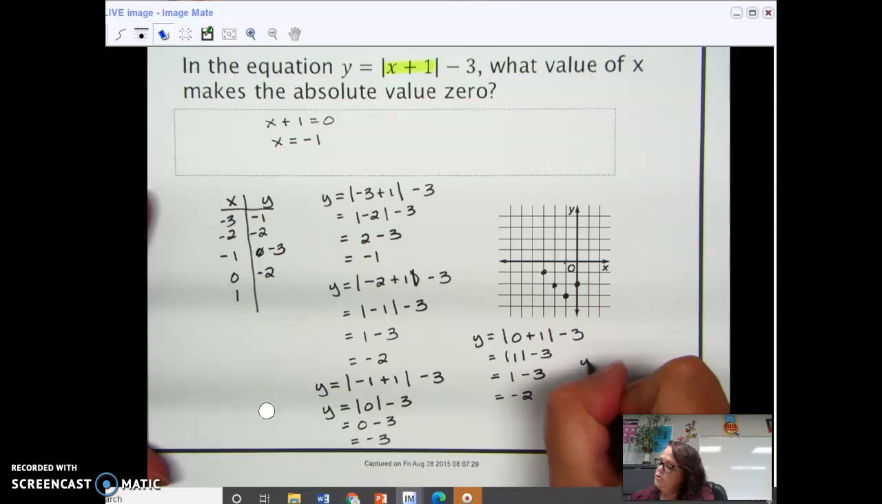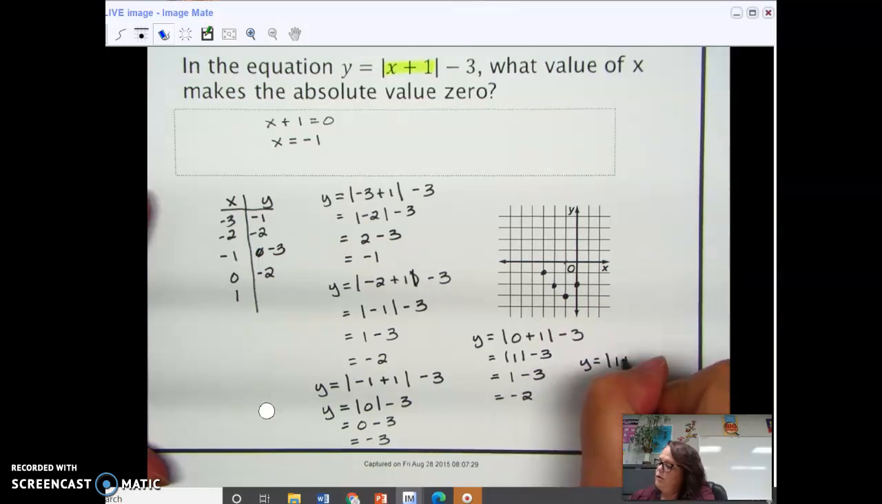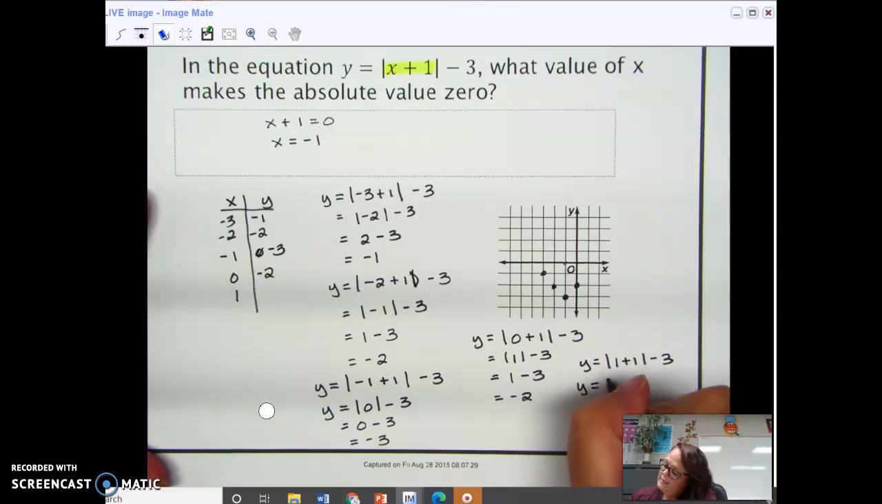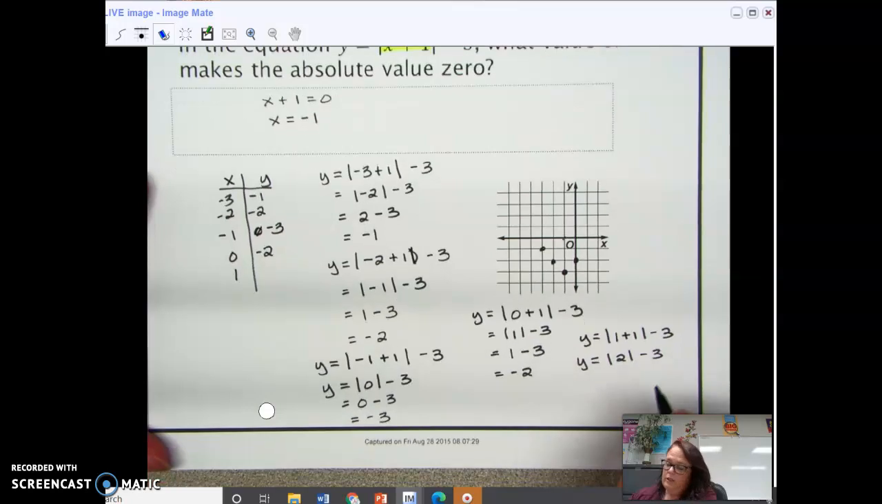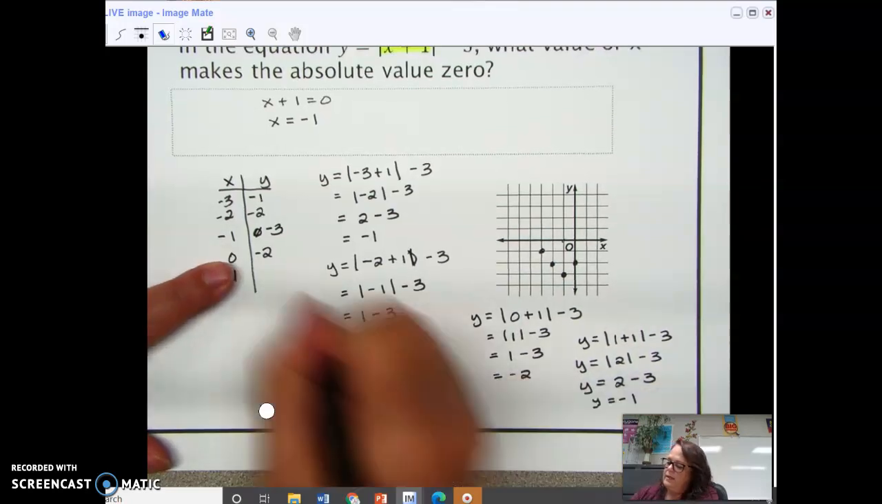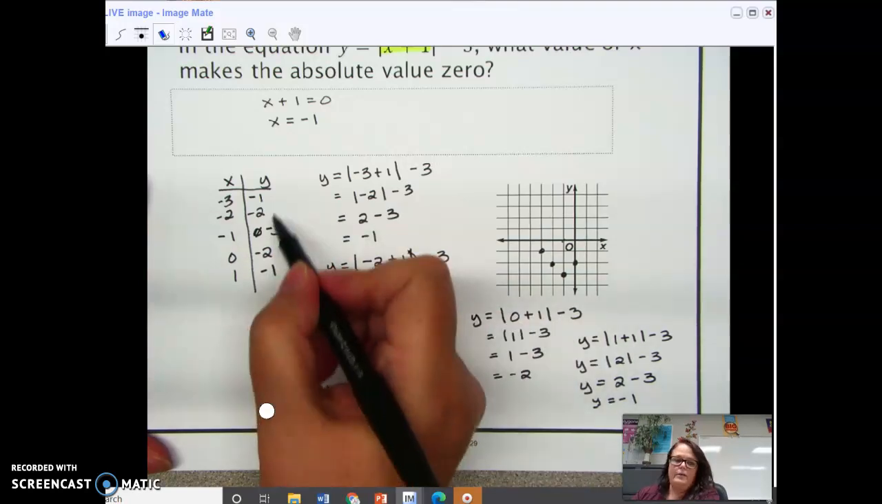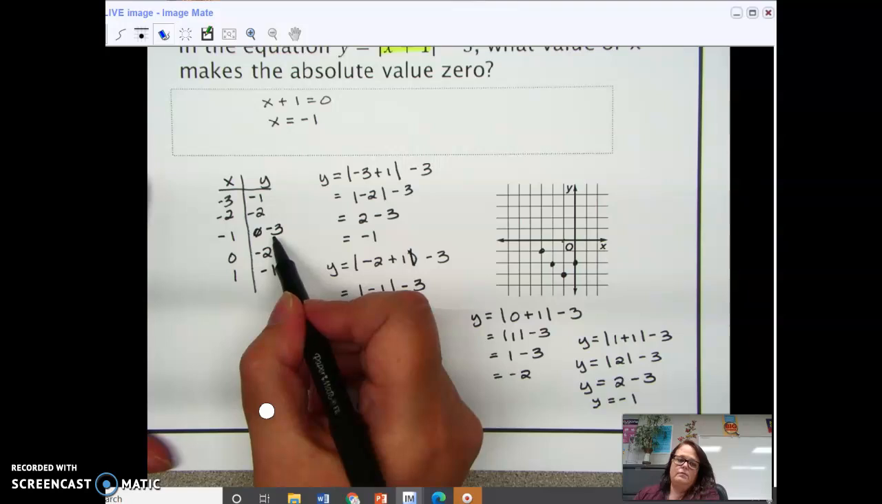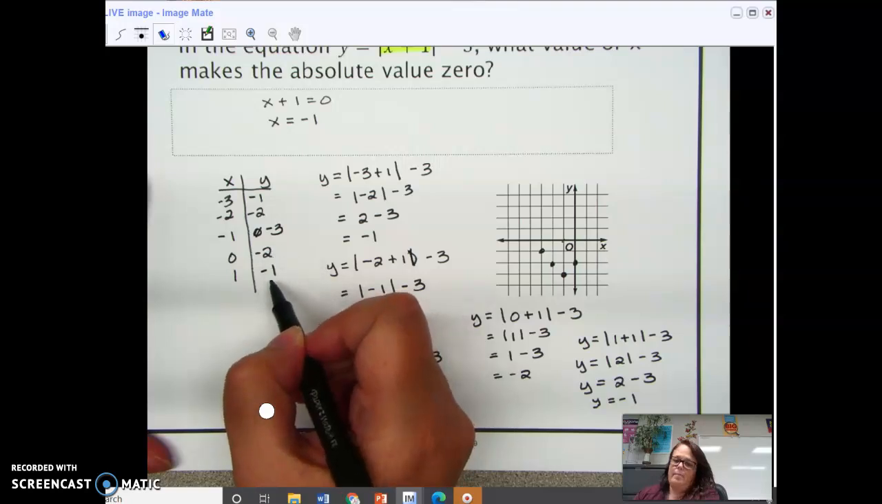So when I substitute in 1, we're going to get the absolute value of 1 plus 1 minus 3. So we get y is the absolute value of 2 minus 3, which gives me that y is equal to 2 minus 3 because the absolute value of 2 is 2. And so y is equal to negative 1. And hopefully you see a pattern here that it goes from negative 1 to negative 2 to negative 3 and then back to negative 2 and back to negative 1.